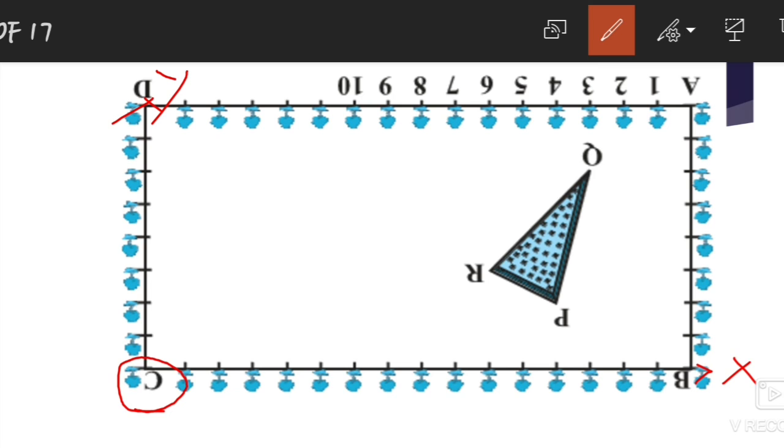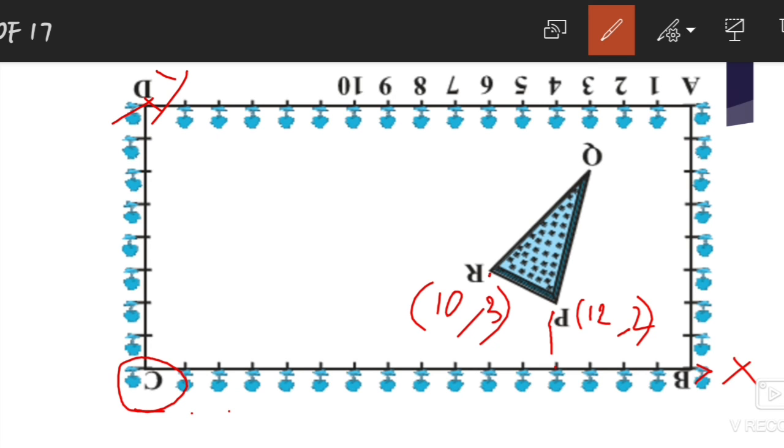Now you have to find the coordinates of PQR again. So first of all, start with P. P coordinate is here. So 1, 2, 3, 4, 5, 6, 7, 8, 9, 10, 11, 12. So the x coordinate will be 12 and the y coordinate will be 2. Similarly for R, the x coordinate will be 10 and the y coordinate will be 3.